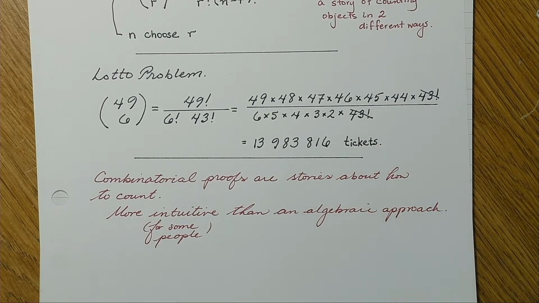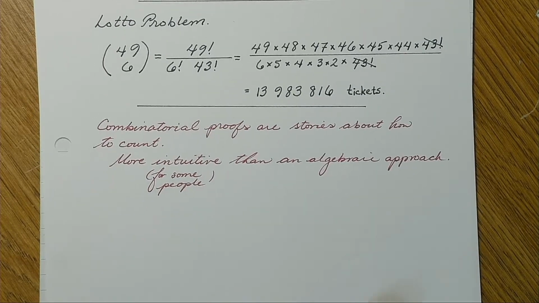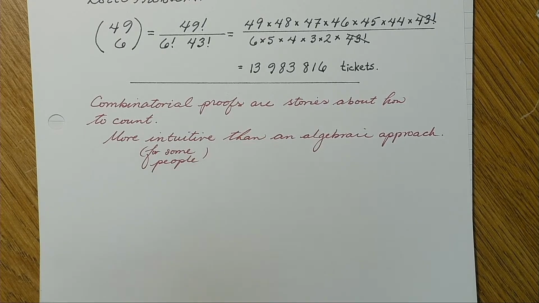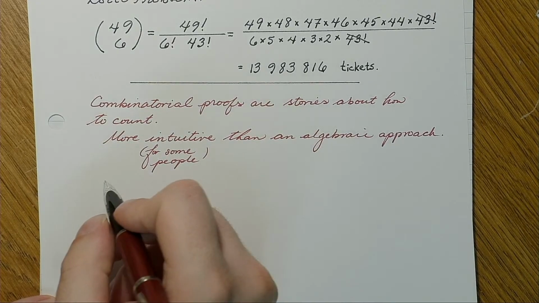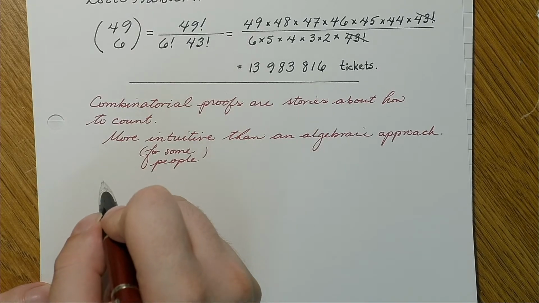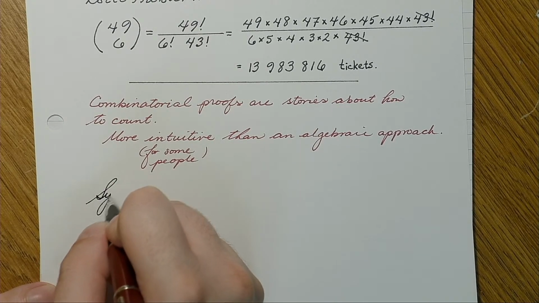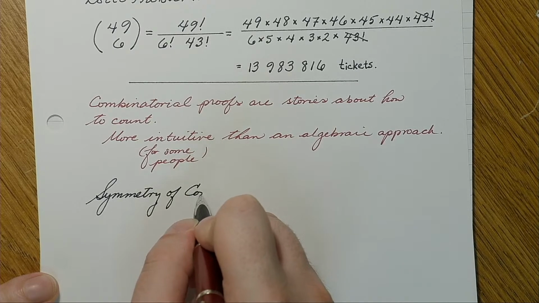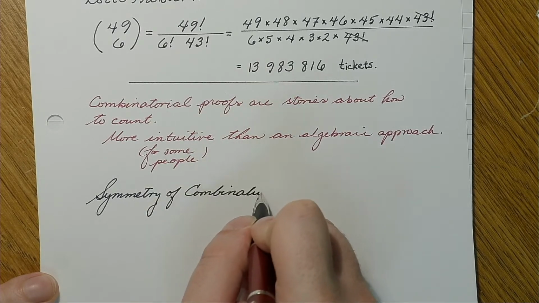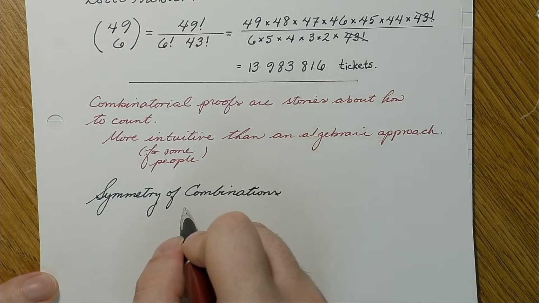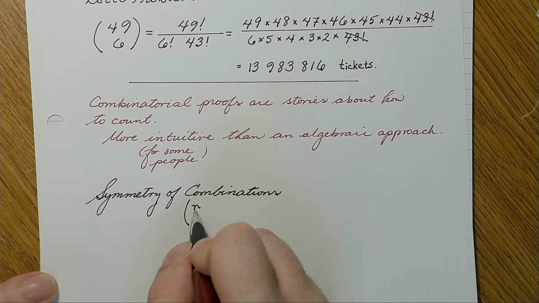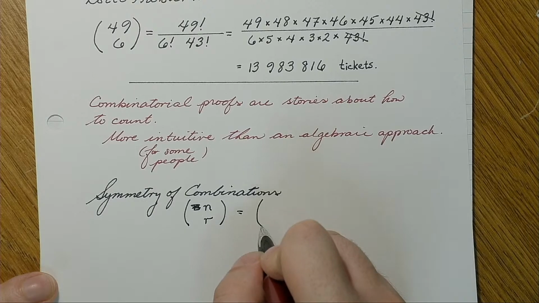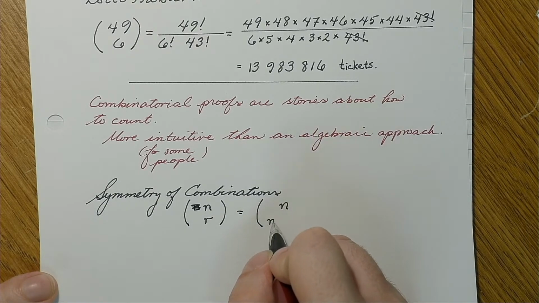Okay, it's more intuitive. I'll give you an example. So here is what is called the symmetry of combinations. And what that is, we can do n choose r is equal to n choose n minus r.